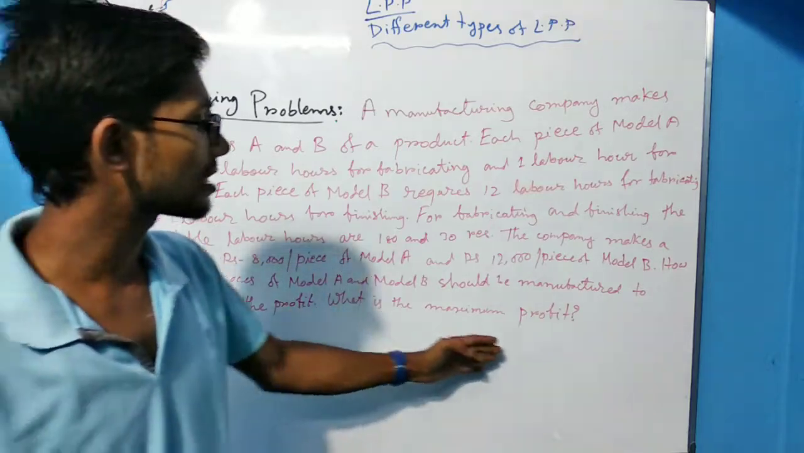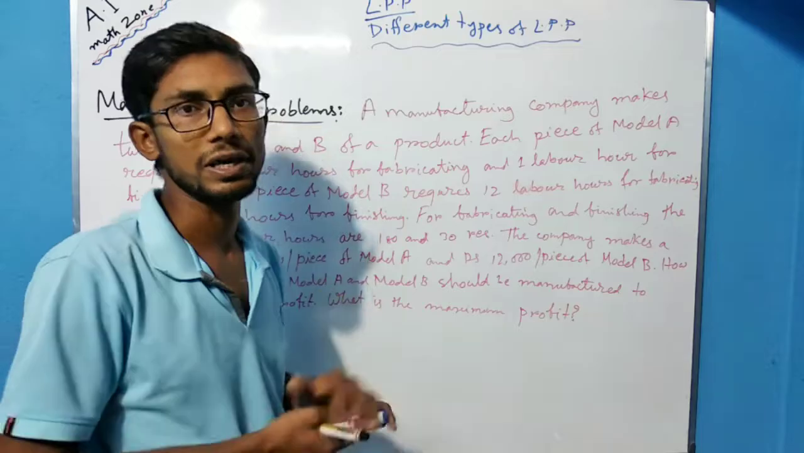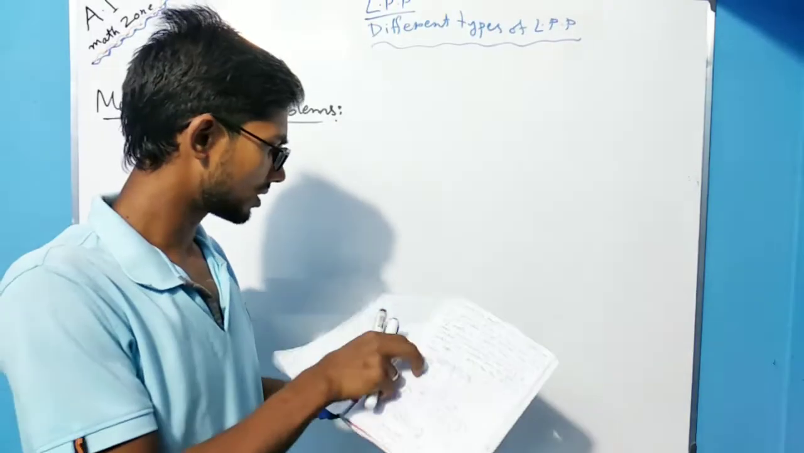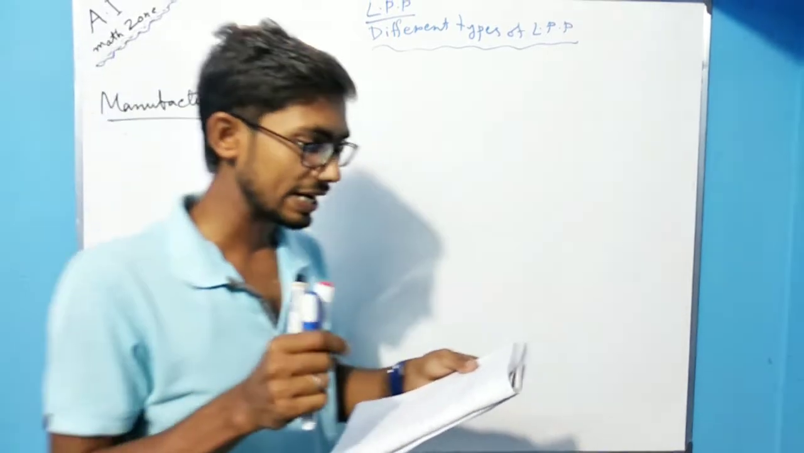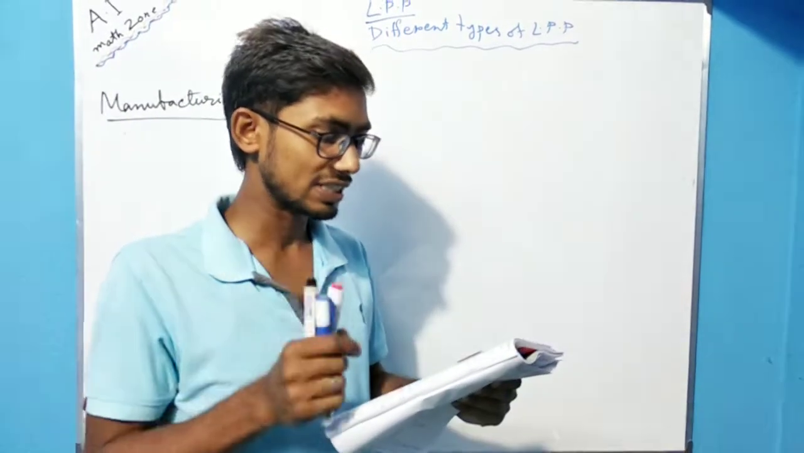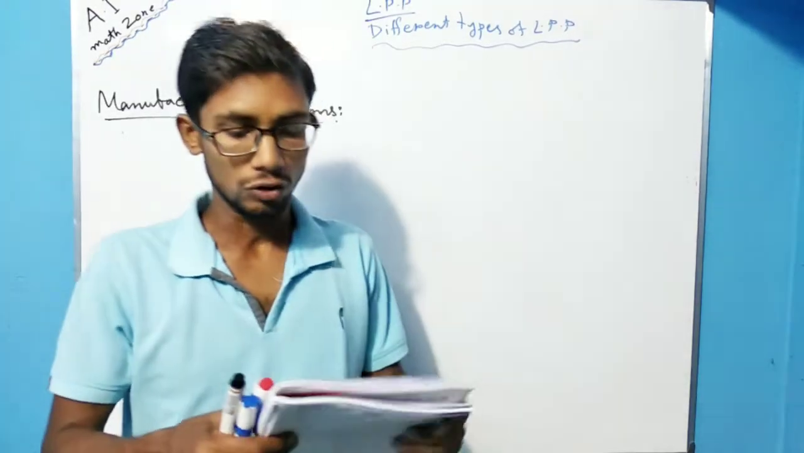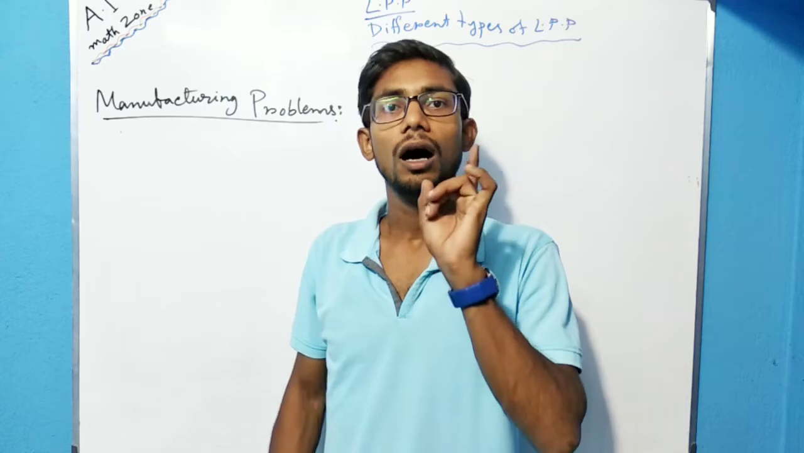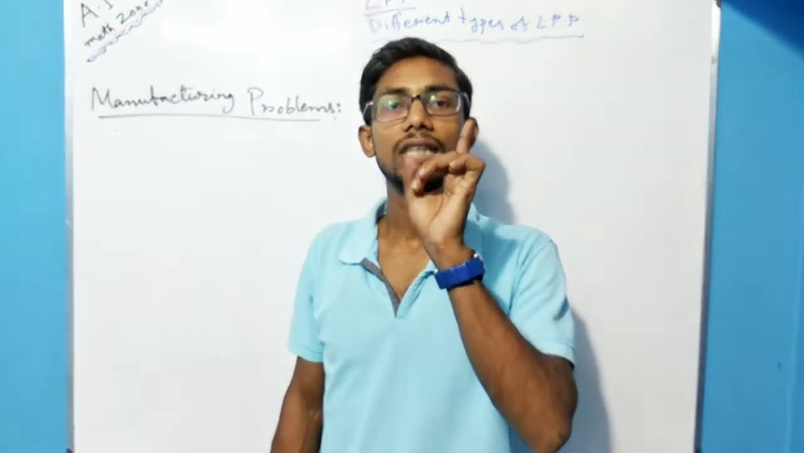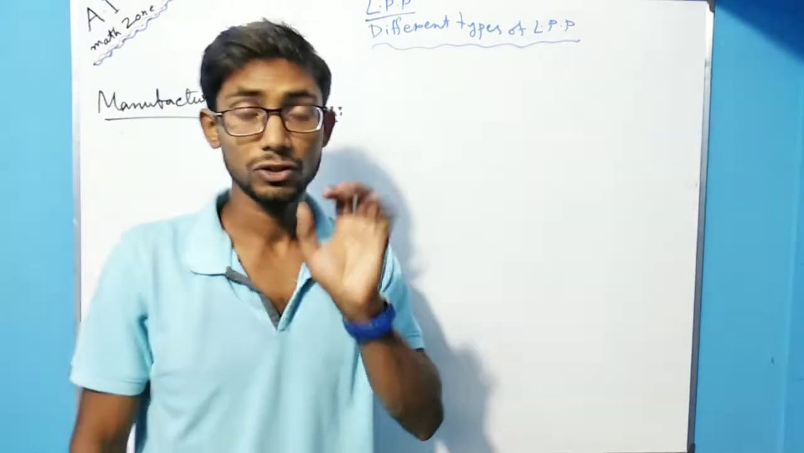Now, what is the maximum profit? So this is the question, and we will solve this using L.P.P., right? Just see this point: how many pieces of model A and model B should be manufactured per week to realize a maximum profit? So कितने मॉडल A और कितने मॉडल B को मैन्युफैक्चर करना चाहिए so that the profit will be maximum. So this is the point.